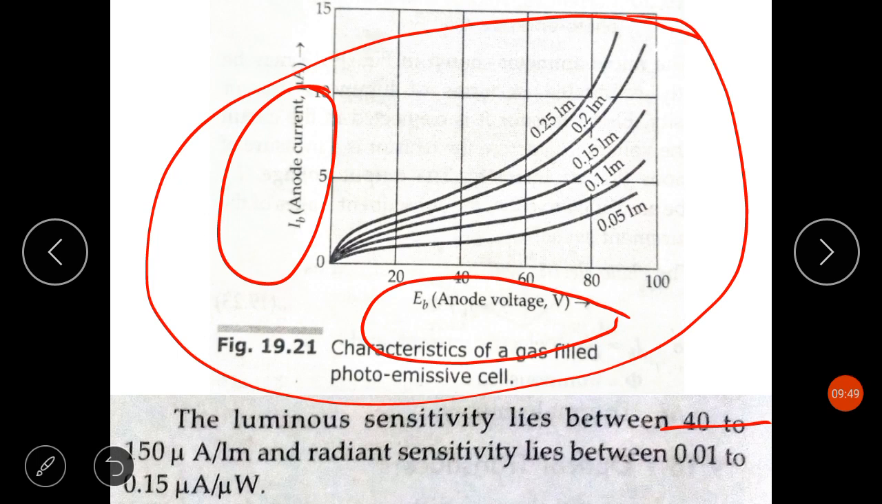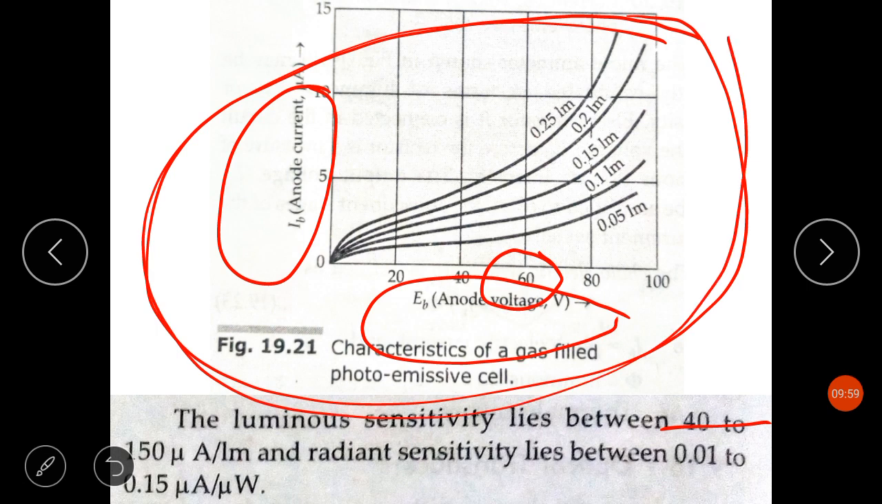So this is if we make the anode voltage constant, and this graph is for a constant wavelength. For a constant anode voltage, you can see that depending upon the luminous flux intensity, the anode current is getting varied. So using the anode current, we can find the luminous flux intensity using that circuit.